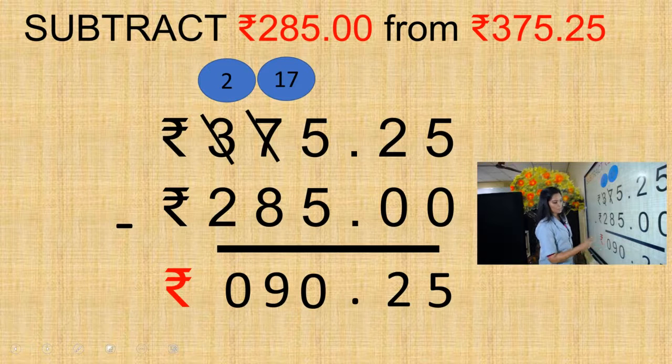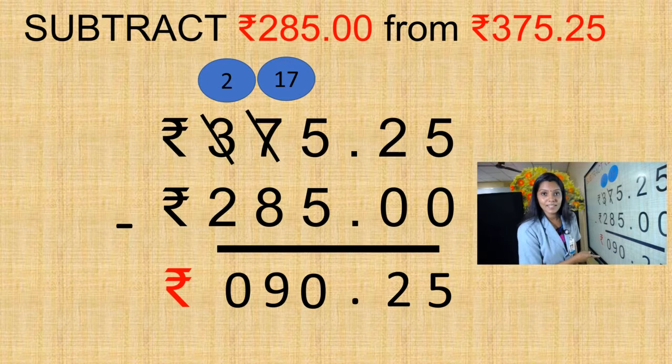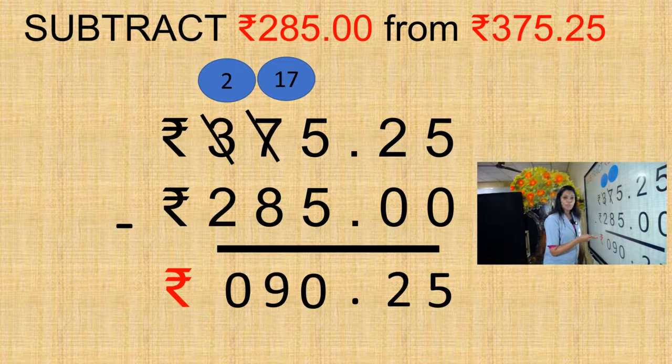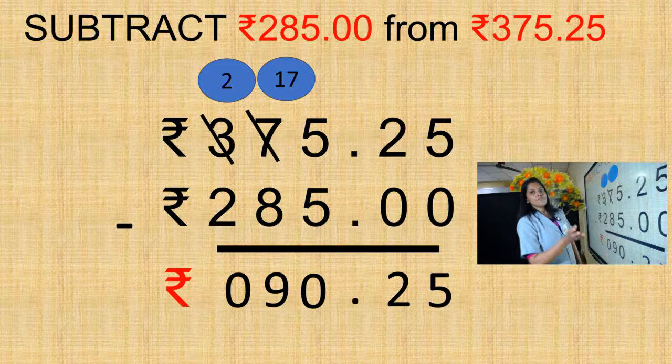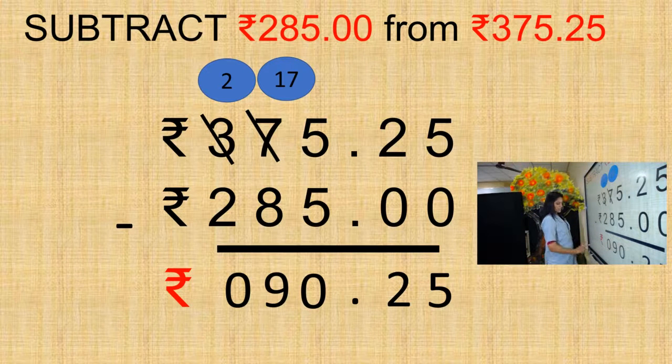This is a very important thing that I have highlighted here. You have to put the rupee symbol in front. Otherwise we cannot read this number as rupees. We will read it as a decimal number. So it is 90 rupees and 25 paise.